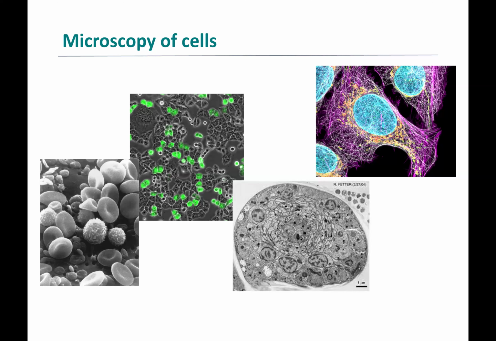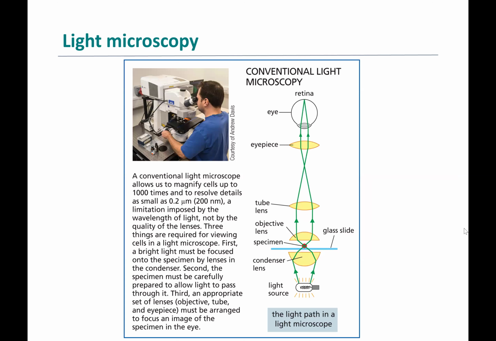So we're going to talk about four different types of microscopy. We're going to talk about light, fluorescence, and scanning and transmission electron microscopy. You don't have to know the details about how each microscope works, but I want you to understand how they're similar and different, and most importantly, what you can and cannot see.